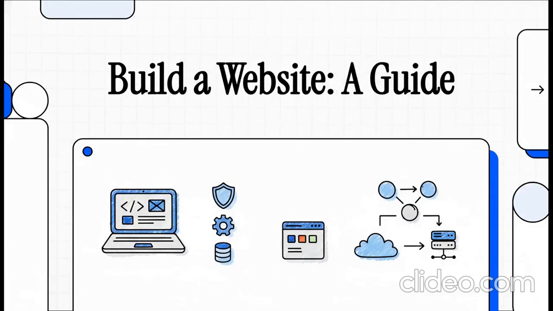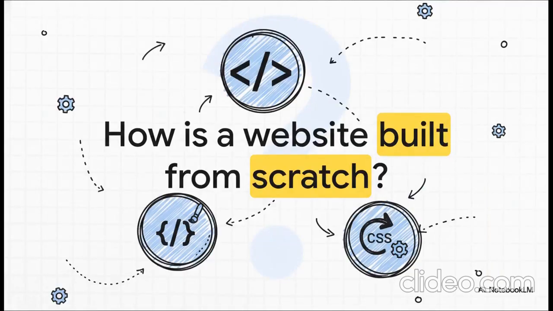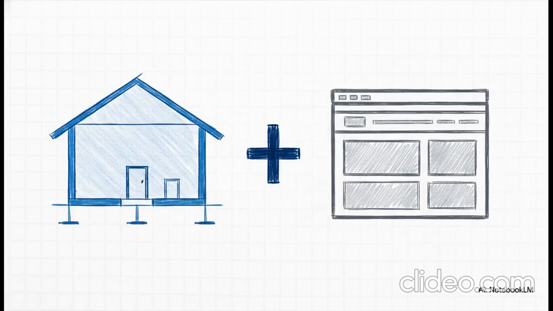Ever wondered how websites get built? Well, today we're breaking it all down right from the start. It can seem kind of complicated, but really, it all boils down to just three core technologies working together. You know, the easiest way to think about it is like building a house.